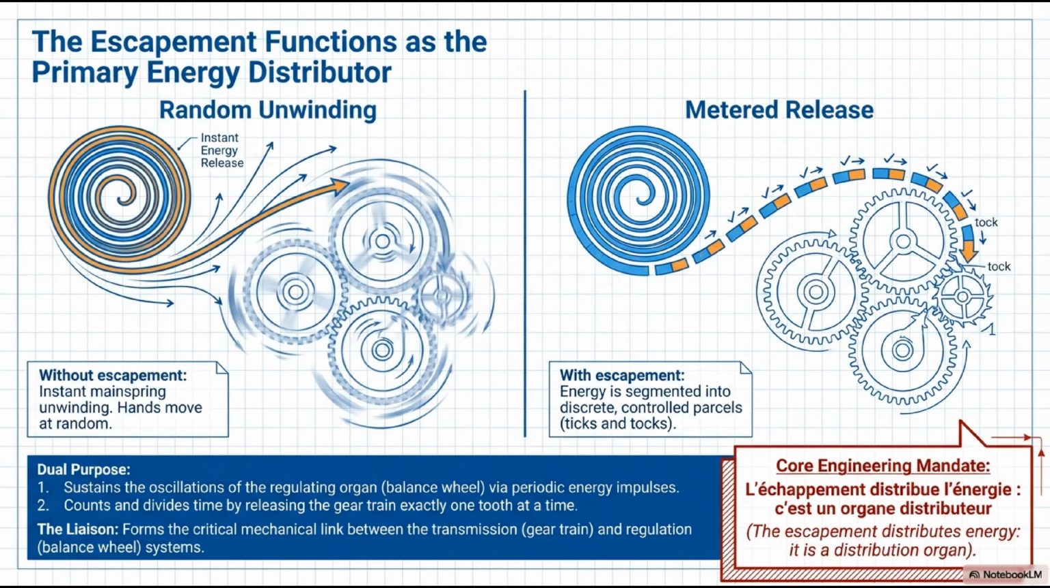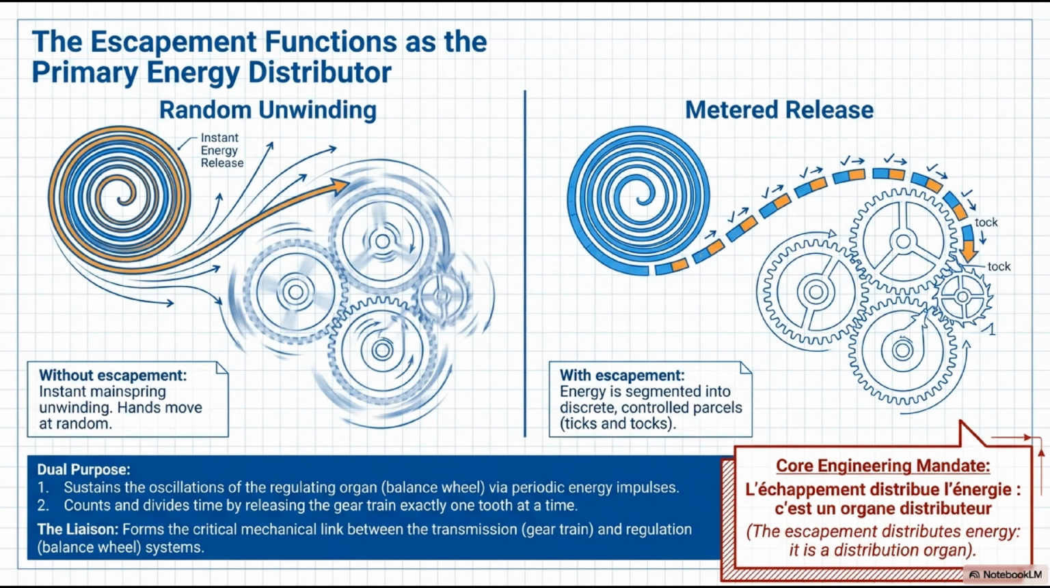Without these periodic injections, the balance wheel would lose amplitude with every oscillation and stop completely within a matter of seconds. That sounds simple, but the engineering challenge is that these impulses must be delivered at exactly the right moment in the balance's cycle, in exactly the right direction, and in exactly the right quantity. Too much energy, and the balance overshoots its natural arc, distorting its frequency. Too little, and the amplitude decays toward stoppage.